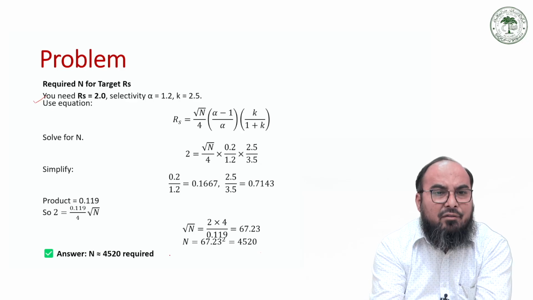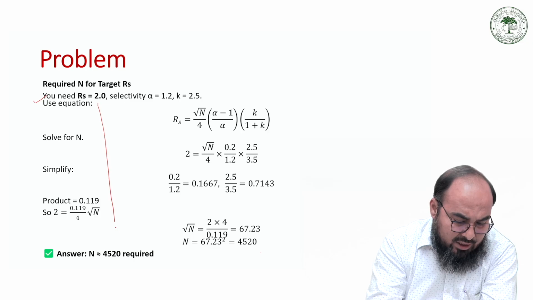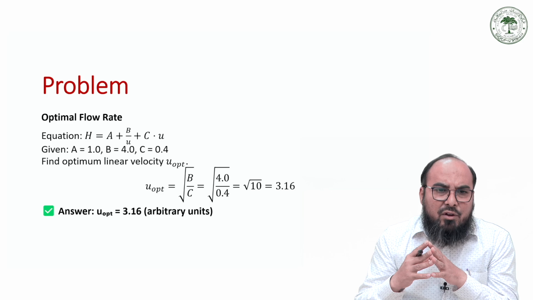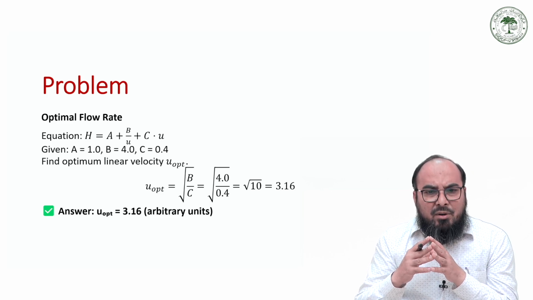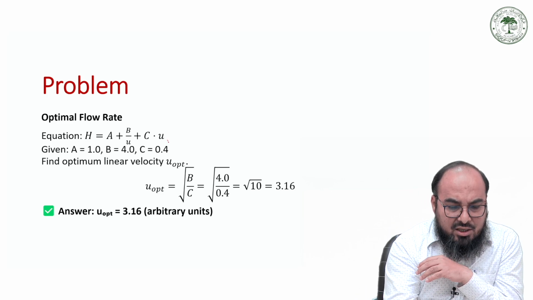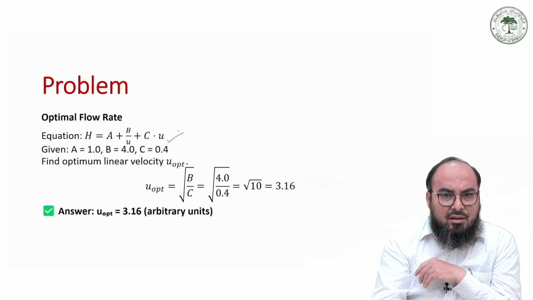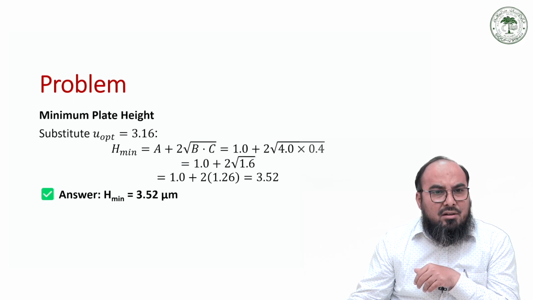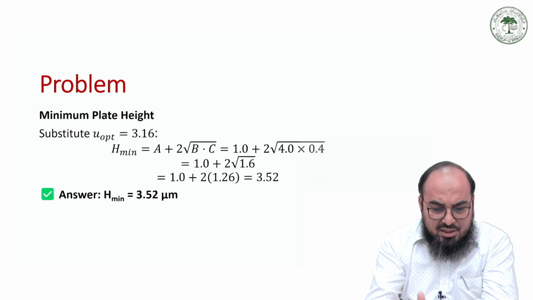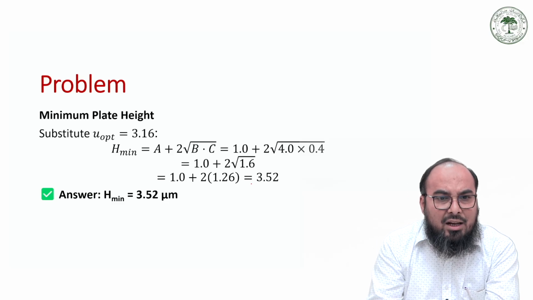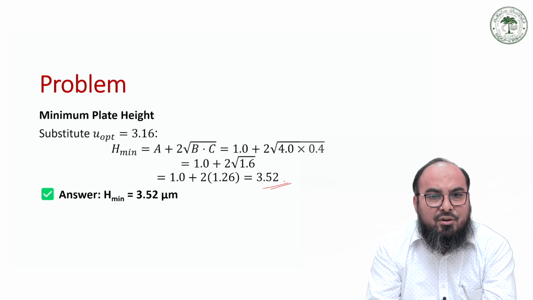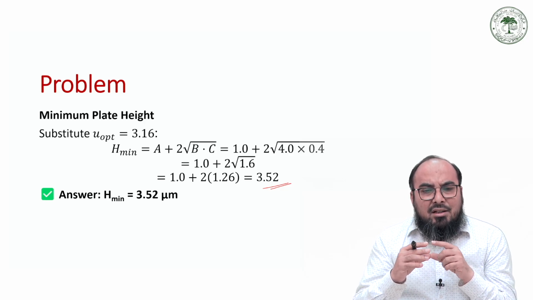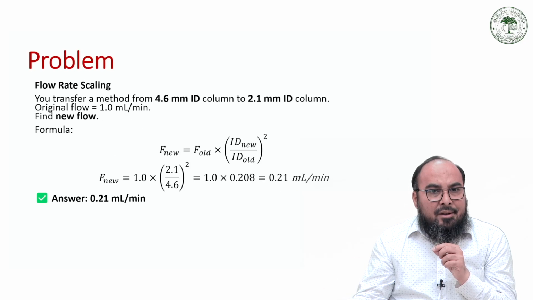So in order to have a resolution of 2.0, let us use the Van Deemter equation. For example, we have to find the optimal velocity here. The equation is here. You solve it, you will get a 3.16 value, which is in arbitrary units. Now substitute this arbitrary value in this equation and you will get the H minimum 3.52. So this is the minimum height of your theoretical plates, that is 3.52 micrometer.